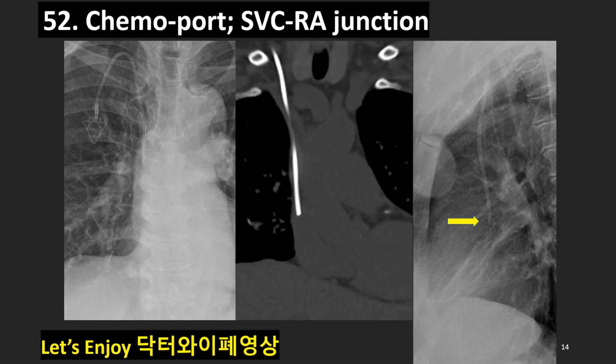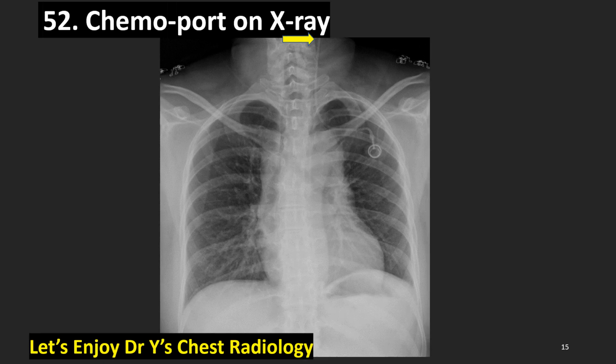This is a nice example of a chemoport tip position. The first and second images are frontal views showing the SVC-RA junction. The last image is a lateral film showing the position of the SVC-RA junction. Another example of chemoport location on chest X-ray. Where is the tip of the chemoport? Up to the left jugular vein.